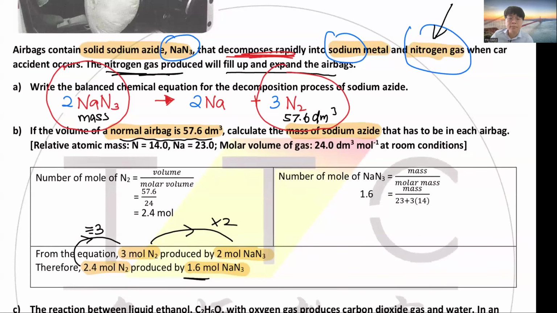This is a special question. Schools normally like to come with this question. First, they tell you the size of the airbag, so you have to know it's nitrogen gas. Second, the ratio is also weird. It's 3 to 2, so you have to divide by 3 times 2 to get 1.6. Once you have the 1.6, then you can get your mass.